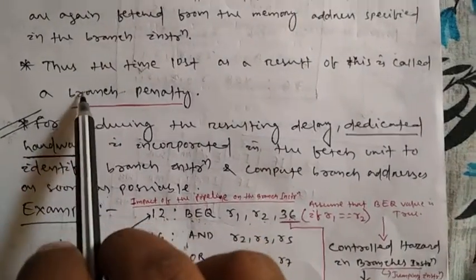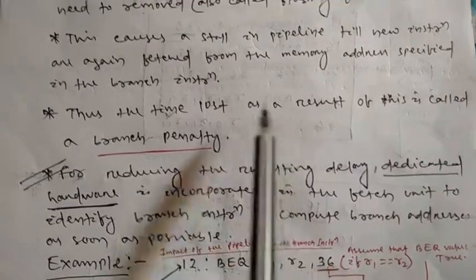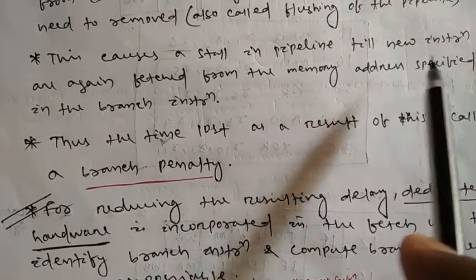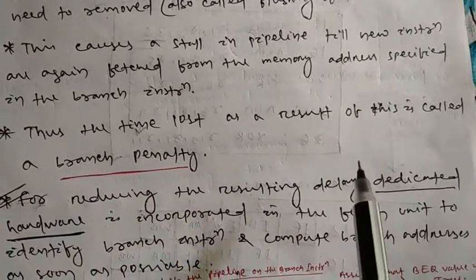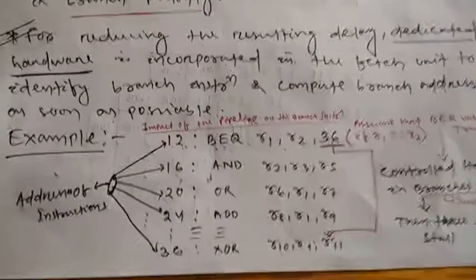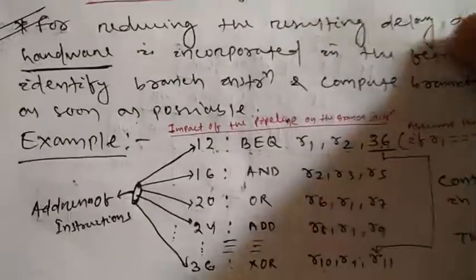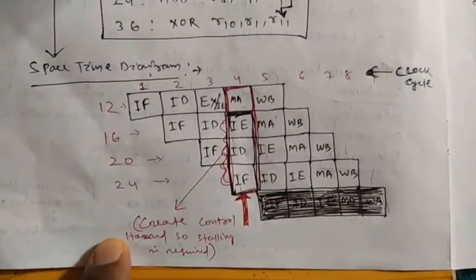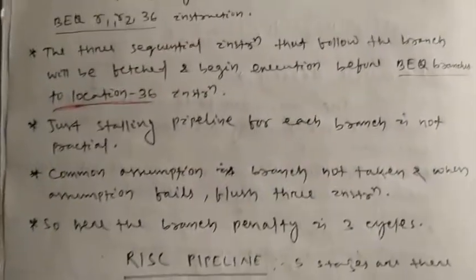There may be a question asking what you mean by branch penalty. You can say it is the time lost as a result of this, or the stall caused in the pipeline till new instructions are fetched from the memory address specified in the branch instruction. The time lost as a result of this is called the branch penalty. Maybe a problem is given to you asking you to find the branch penalty. You can easily identify it: just write the program carefully, then draw the space time diagram. When you draw the space time diagram, you can easily get the branch penalty. So this is all about control hazards.